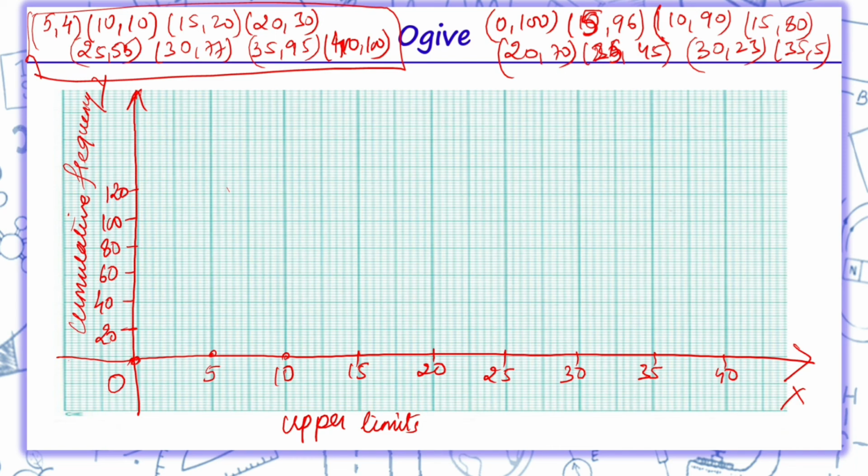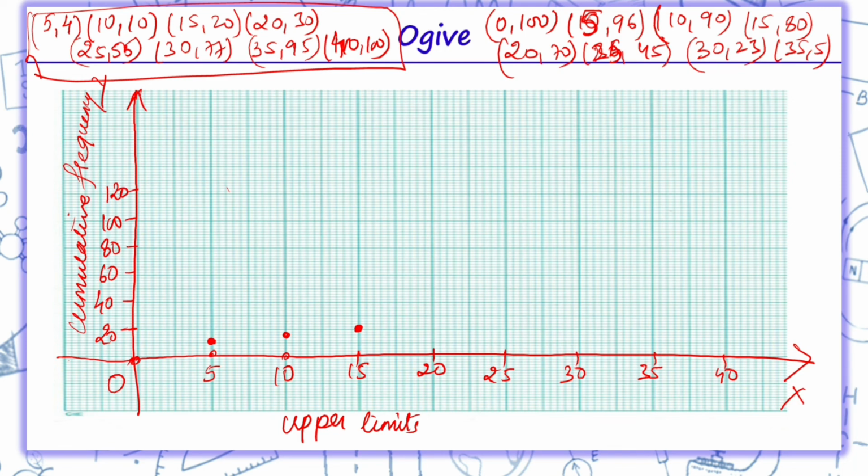So now we'll plot these points in this graph, and then we'll join these points by freehand curve. So the intersection of these curves will indicate the median on x-axis. So the first point is 5, 4. So this is 5 and this one is 4. So this is the point for first. Then 10 and 10 will be getting over here. Then we have 15, 20, which is over here.